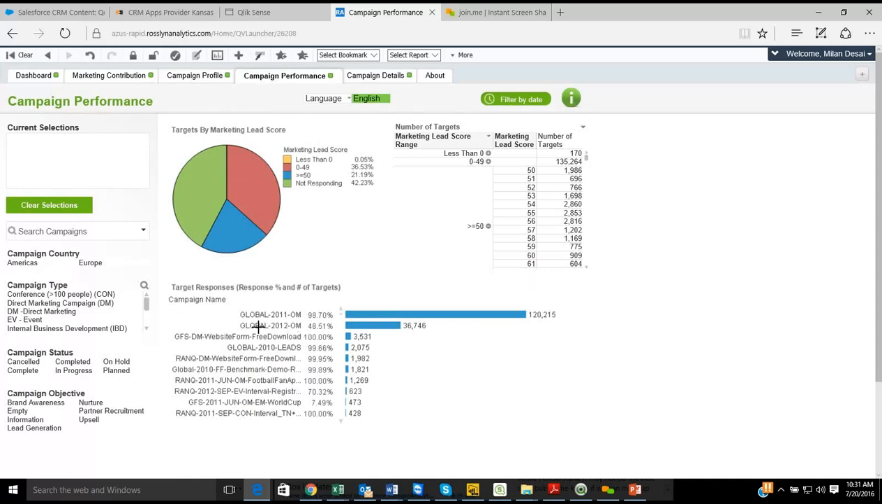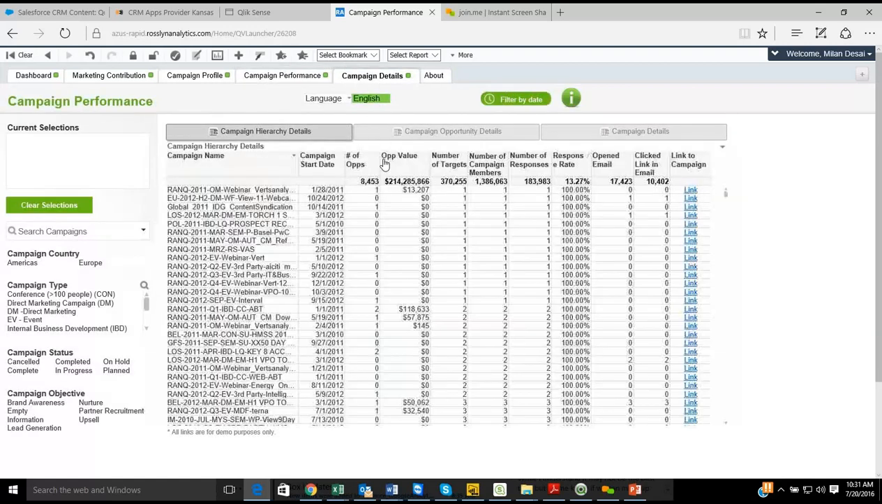So Global 2001 OM was the most successful here, and 12 was successful then. There are different campaigns here, which basically shows you how the success rates have been. So this again tells you from the campaign perspective how your campaign and marketing team is doing, what kind of work they are doing in terms of getting the right information.